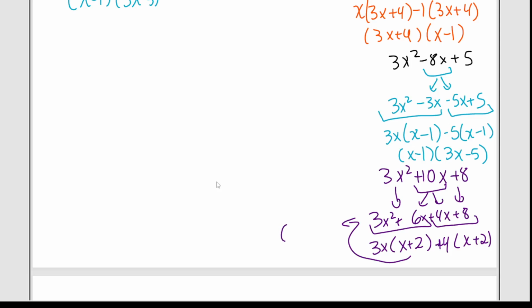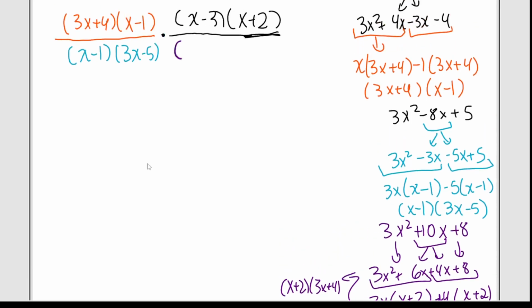So then our final answer would have x plus 2, what they have in common, times 3x plus 4, what is different. So I'm going to go ahead and write that final denominator as x plus 2 times 3x plus 4.